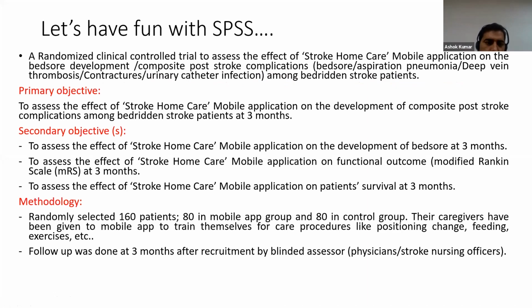I have to use this example. It's my PhD study, and for this I got awards like the AHA awards, the American Academy of Neurology awards, and many more. The data which I sent you in the Excel sheet is modified, not the same as my PhD study. It was a randomized clinical trial to assess the effect of a stroke home care mobile application that I developed on bed sore development and composite post-stroke complications like bed sore, aspiration pneumonia, deep vein thrombosis, contracture, urinary catheter infection, etc.